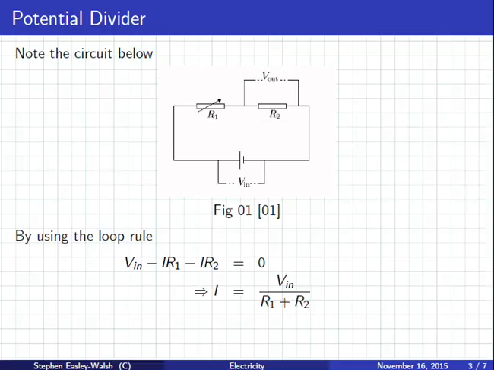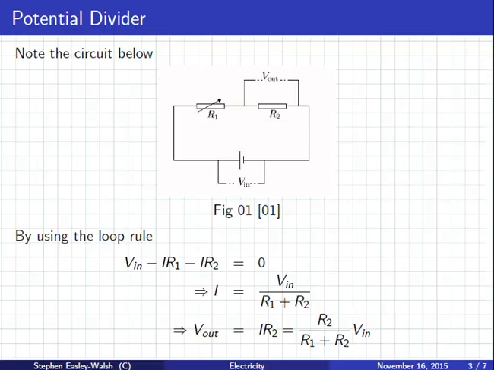Well, here's the idea. Sometimes we want to change the voltage. V in is the voltage at the start, and V out is the voltage at the end. So this is a way we can change the voltage. This is the idea.